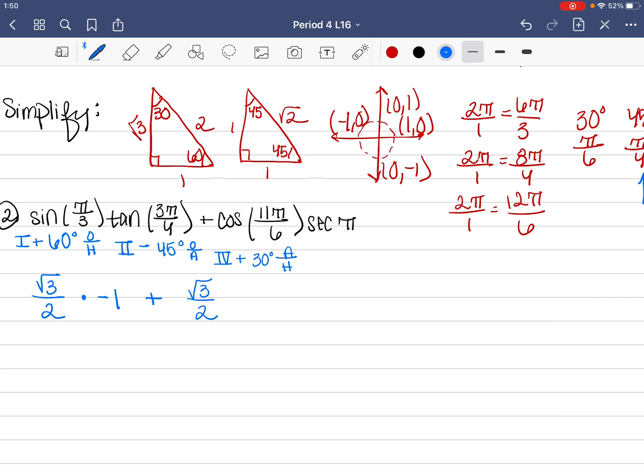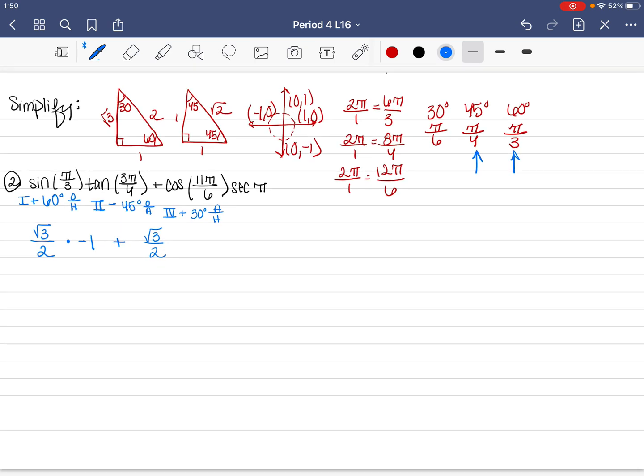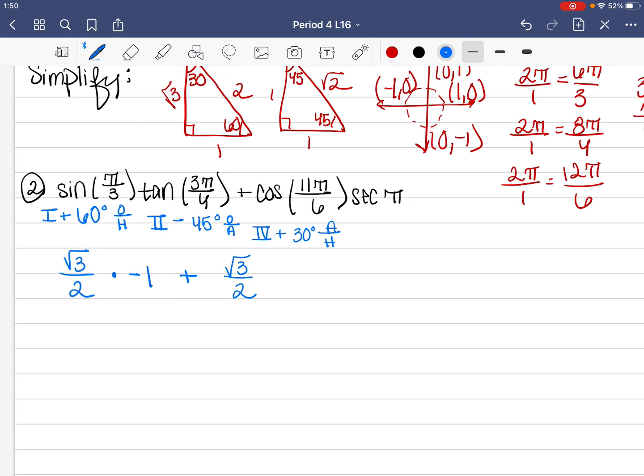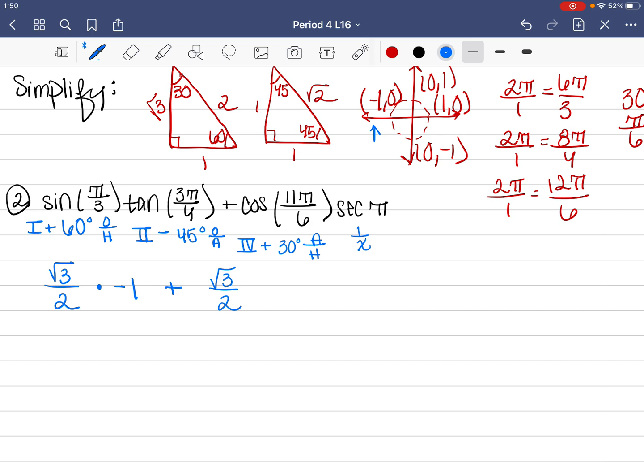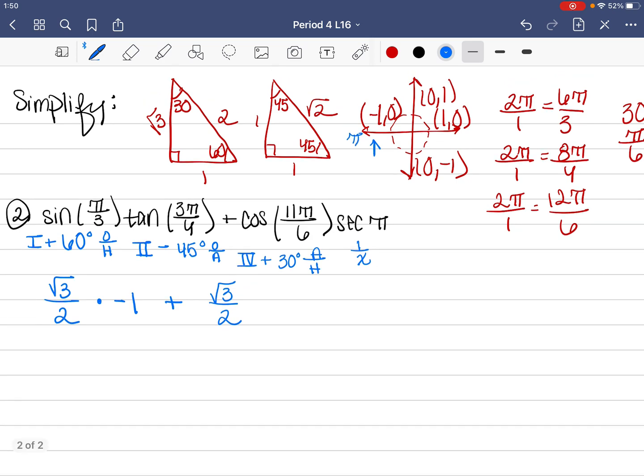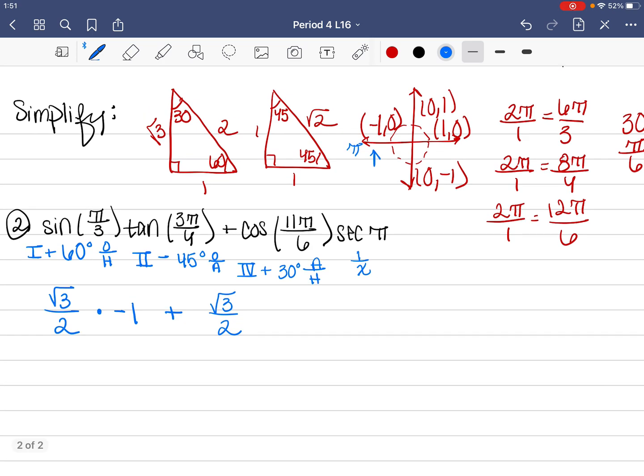And then the last one here is secant of pi. I'm looking at pi, I know it is a quadrantal angle, and secant is the reciprocal of cosine, so this is going to be 1 over x. When I go to pi, my x value is actually negative 1. So 1 over negative 1 is going to be negative 1.